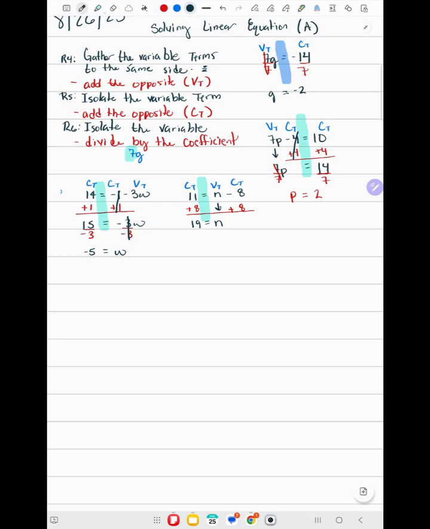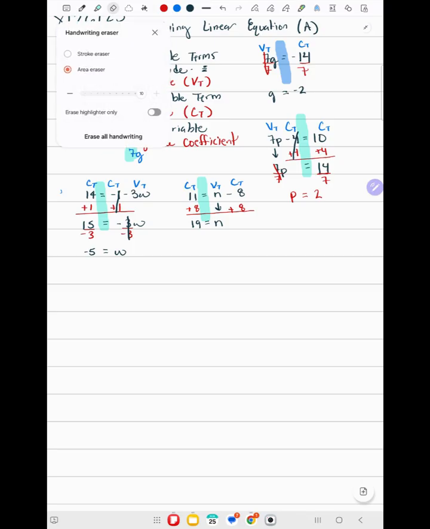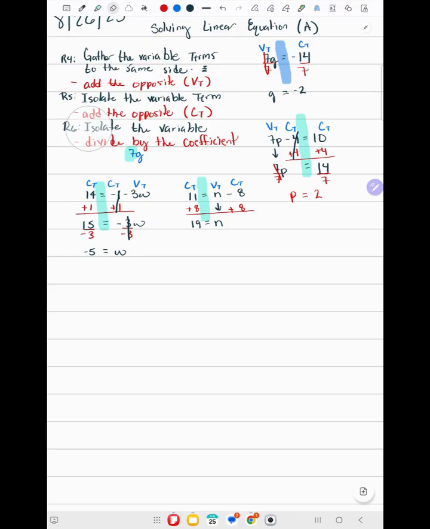Now, is this problem done? Well, we didn't get to step 6. Let's look at it. Step 6 says to isolate the variable. Who is the variable? N is already by itself. All right. Let's do the last one.